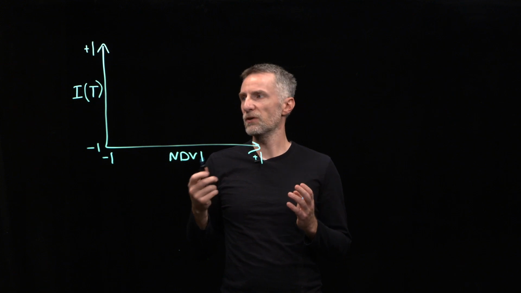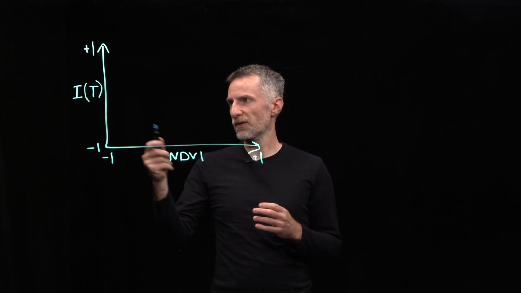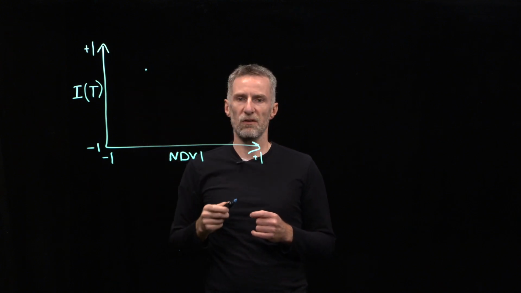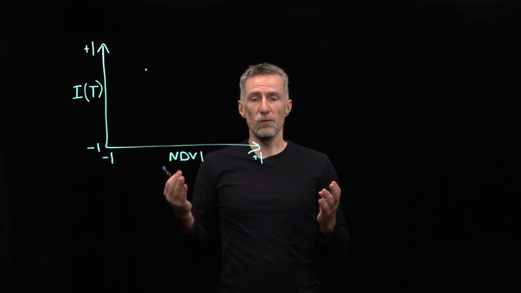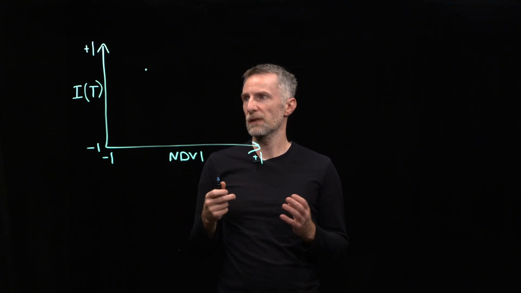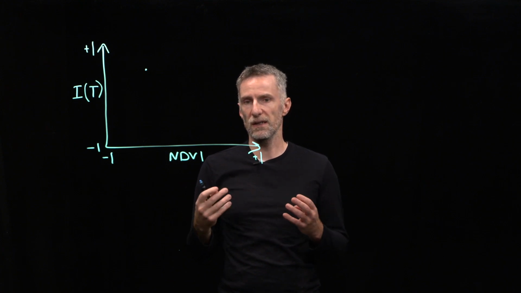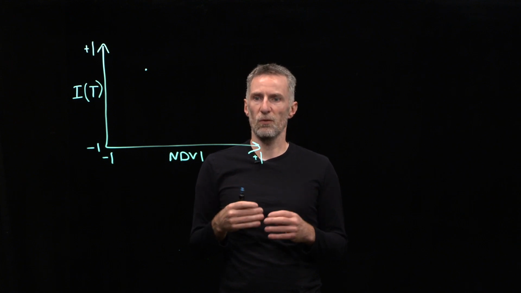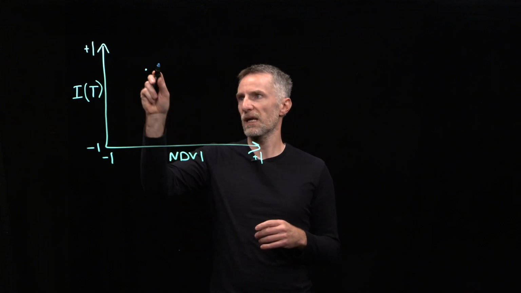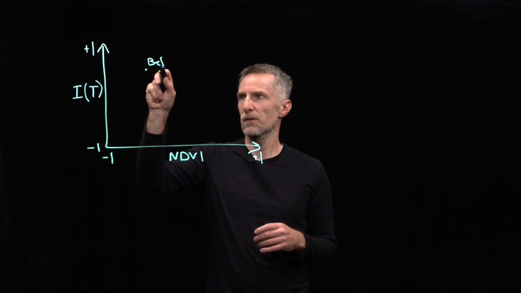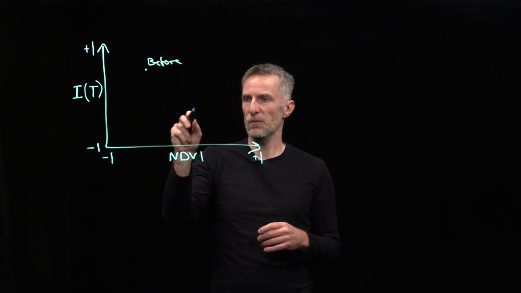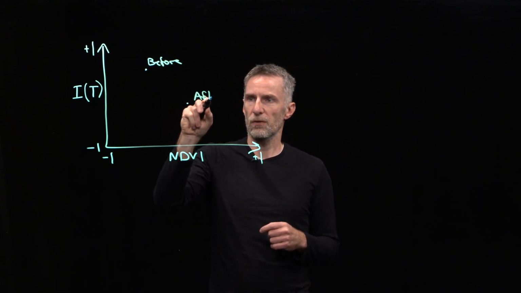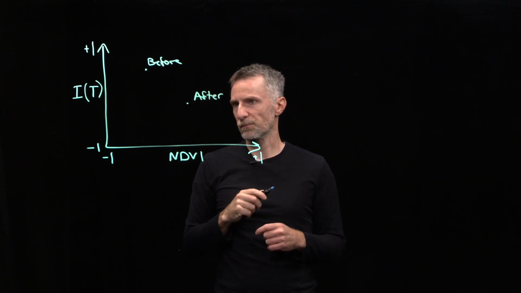So if we have an image, for each pixel, we can plot its NDVI and its index of temperature value somewhere on this graph. Let's say the pixel that we're interested in has a value up here. Then we do the same for another image that has been acquired later on. Because this is change detection, the idea is that we have two images, one acquired before and one after the change. So if we have our before image up here, and our after image, maybe the pixel has a different value of both NDVI and surface temperature. We have our after pixel here.